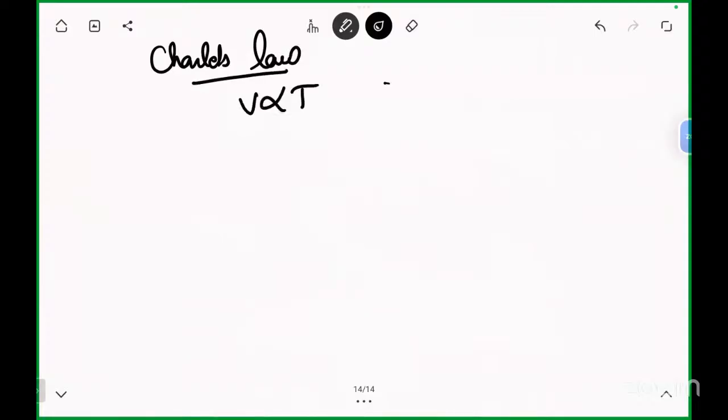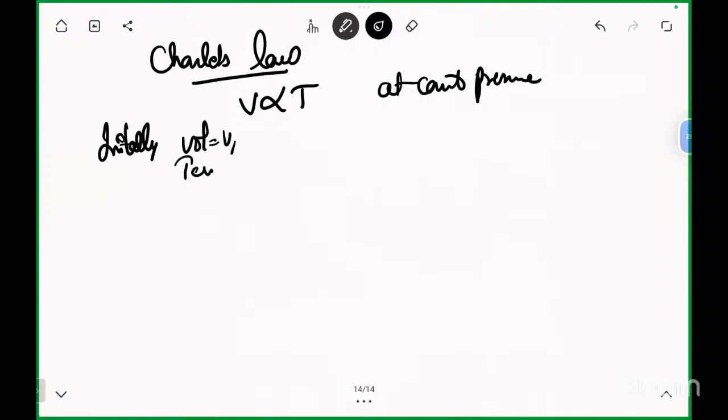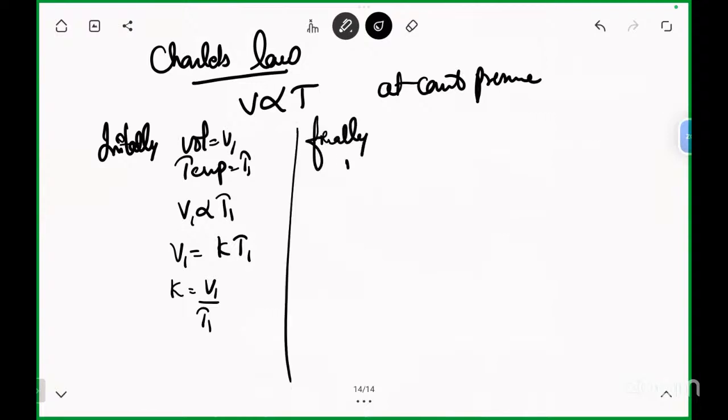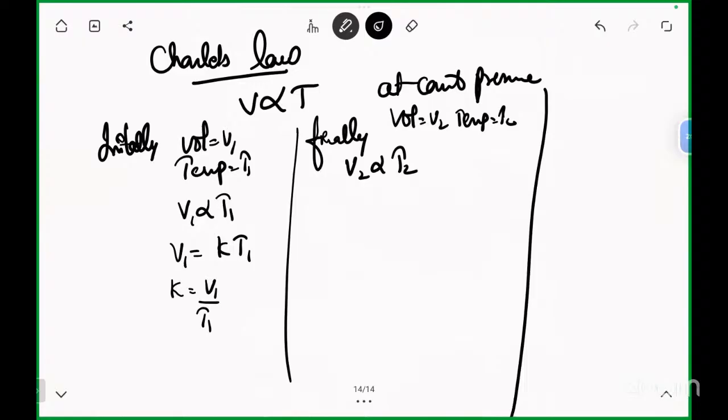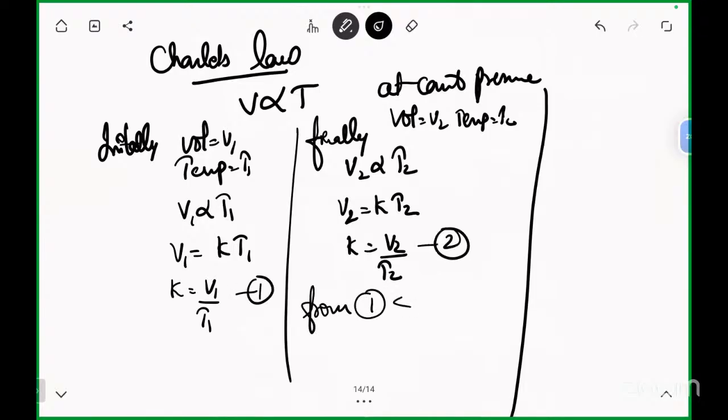Volume is proportional to temperature at constant pressure. Initially volume V1 at temperature T1, so V1 is proportional to T1, V1 is equal to K times T1, K is equal to V1 upon T1. Then volume becomes V2 and temperature becomes T2, so K is equal to V2 upon T2. So V1 upon T1 is equal to V2 upon T2.